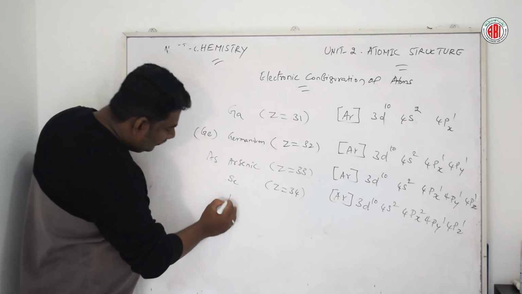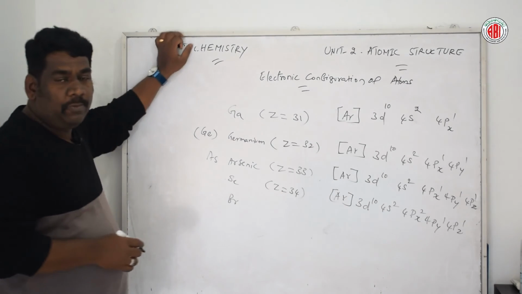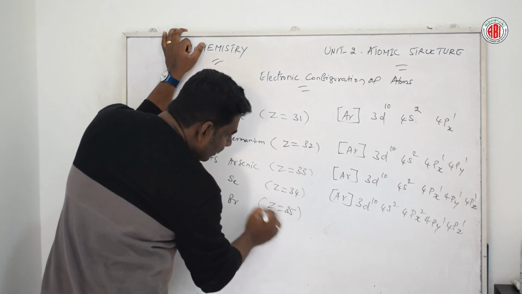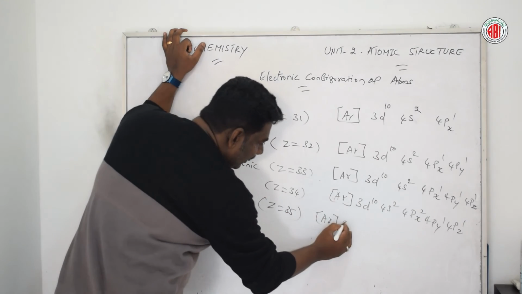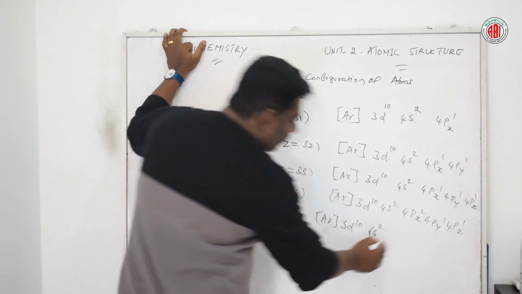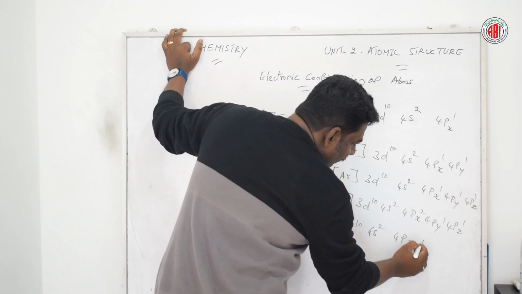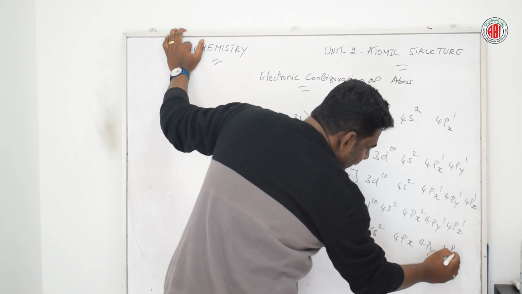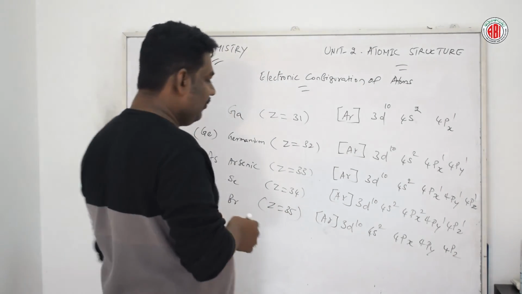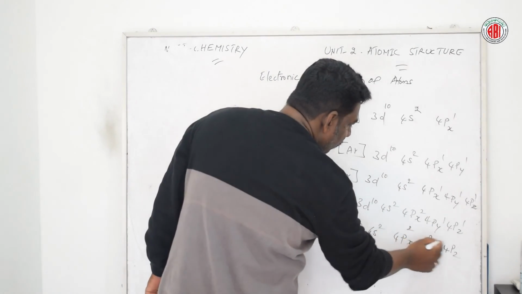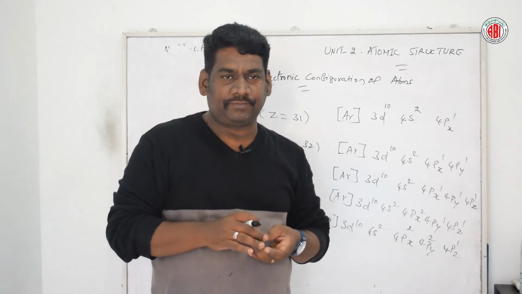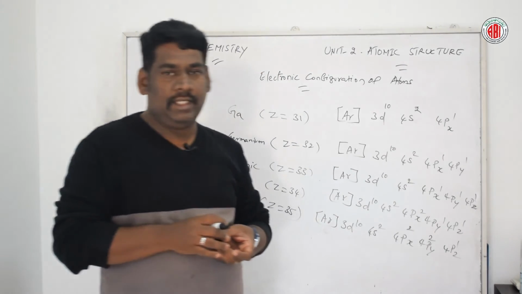Talking about bromine, Br, the number of electrons, Z is equal to 35. Same argon and 3d10, 4s2, 4px, 4py, 4pz. Next, let us add the number of electrons left over. Okay, so here 2 electrons, here 2 electrons, here 1 electron. So by this way we can write the configuration in the case of bromine.